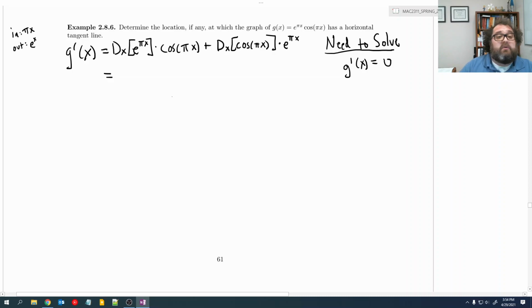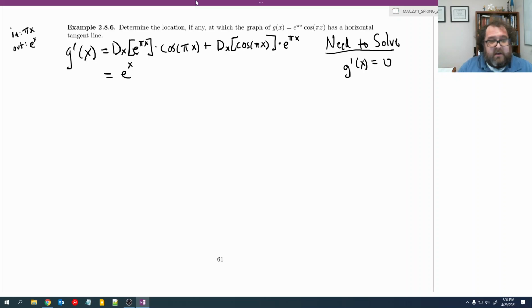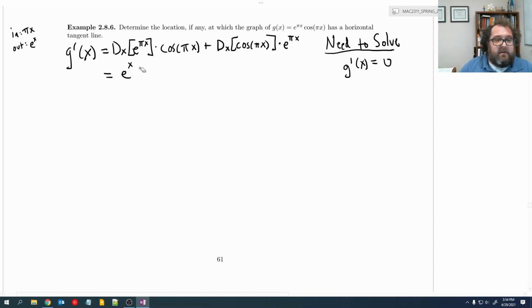Now, let's apply the chain rule. The chain rule says you take the derivative of the outside function. So what's the derivative of e to the x? Well, lucky us, it's e to the x. That's your super easy derivative. So there's the derivative of the outside function. You then evaluate it at the inside function. So instead of an x there, you plug in the inside function and you write pi x. But then the chain rule says you multiply by the derivative of the inside function.